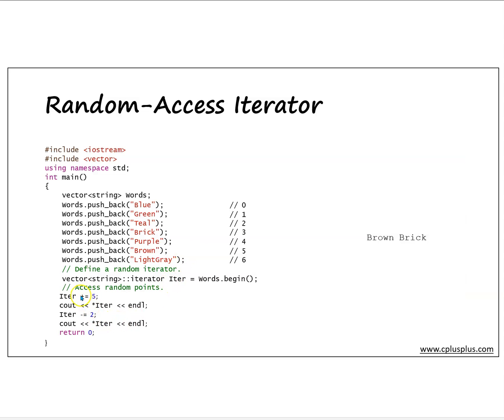So here's our example. Basically, we're going to push all these items onto our list, and we're going to move forward 5, and then we're going to move back 2 and print out. So we'll get brown, which is our 5th position, and then we'll move back to 3, which will give us gray.